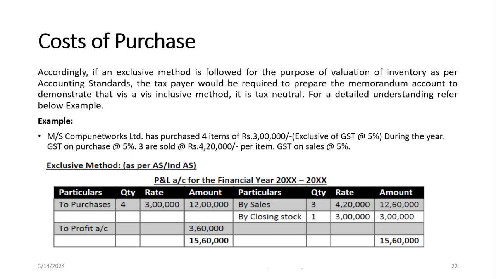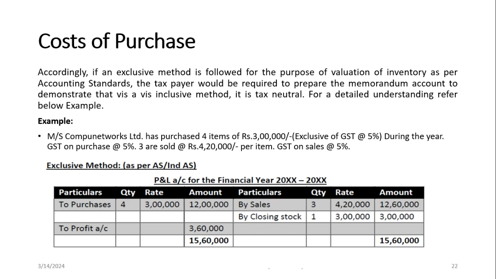For detailed understanding, please refer to this example which is given. Messrs Computer Networks has purchased 4 items at the rate of 3 lakhs each, exclusive of GST at the rate of 5%. Suppose during the year, GST on purchases is at the rate of 5%, 3 are sold and 1 is balance as an inventory. And these 3 are sold actually at the rate of 4,20,000 each, and GST on the outward sale is 5%.